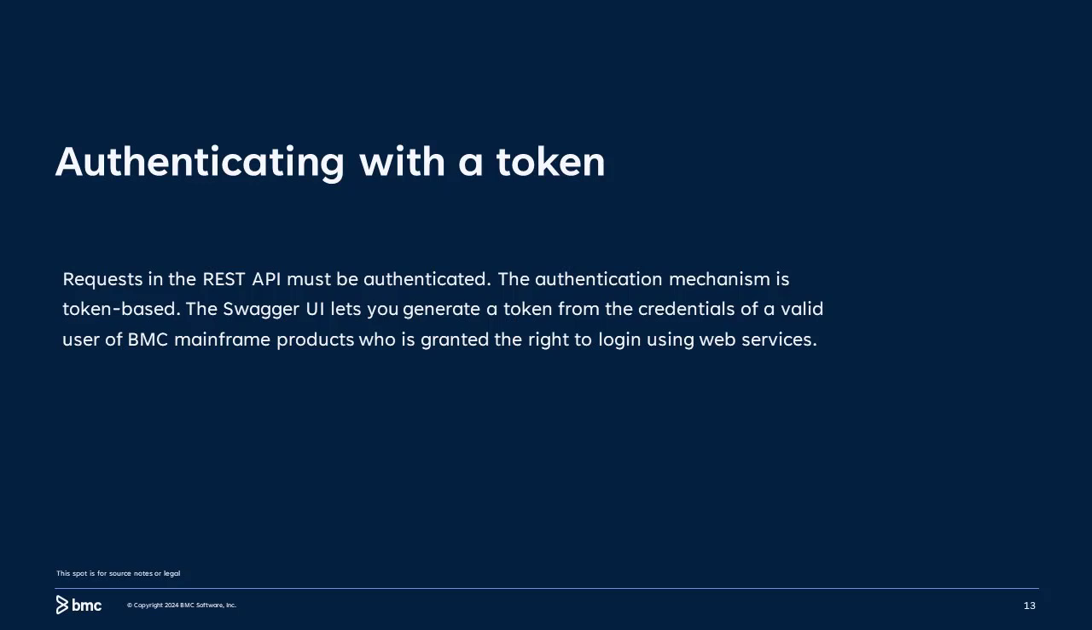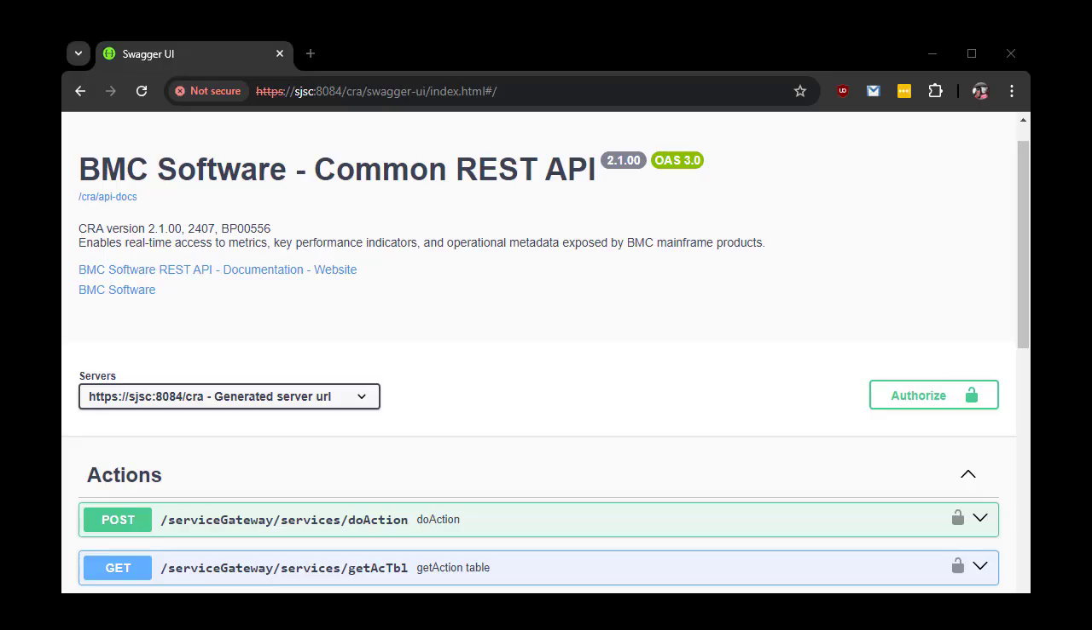For security purposes, you need to authenticate with a token. Requests in the REST API must be authenticated. The authentication mechanism is token-based. The Swagger UI lets you generate a token from the credentials of a valid user of a BMC mainframe product who is granted the right to log in using web services. Also note that the token is a JWT token, otherwise known as JSON Web Token, which is more secure.